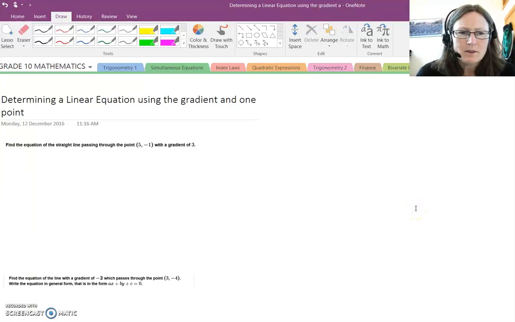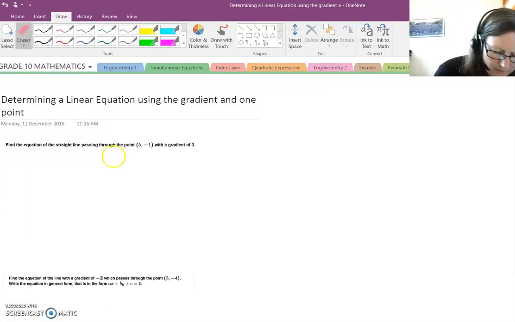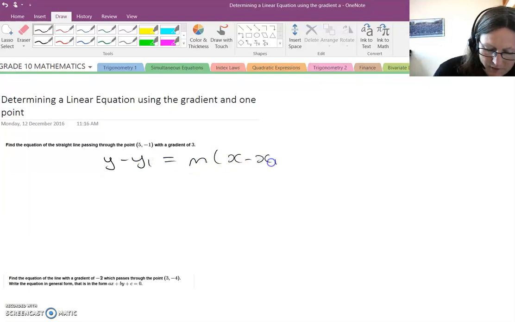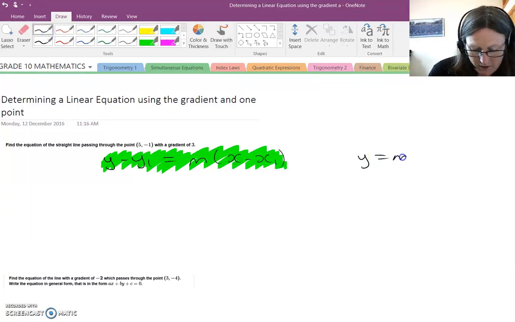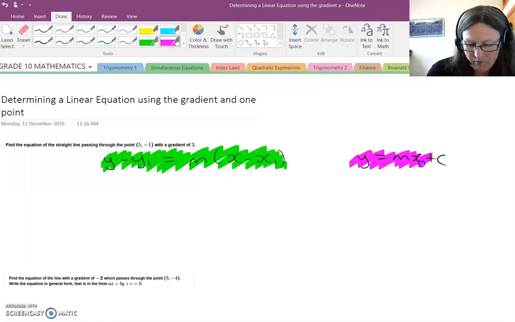Okay, let's determine the linear equation. We've been given the gradient and we've been given 1 point. The formula that we use is y minus y1 is equal to m(x minus x1). So that's the formula that we use. And our aim is to get the equation in the form y is equal to mx plus c. So that's what we're going to end up with, an equation in that form.